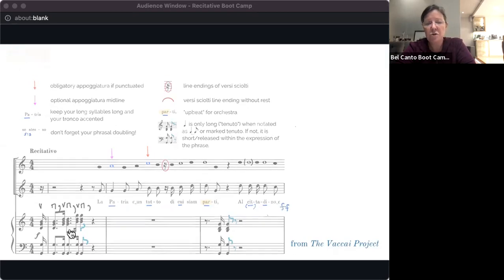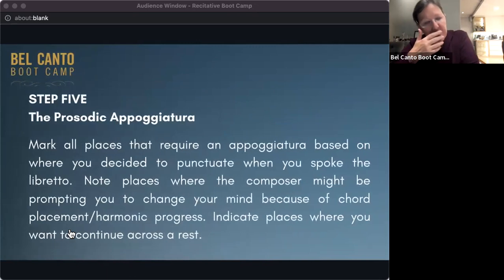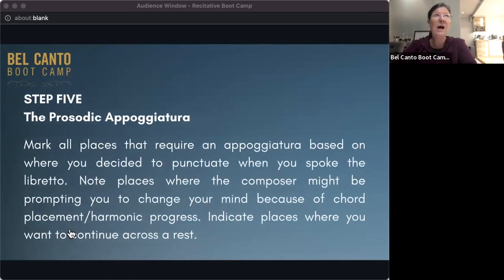Okay, now we come to prosodic appoggiatura. This is the part where we have now dealt with how you shouldn't sing the rhythms that you see on the page. Now, very often you should also not sing the pitches that you see on the page. So we are going to review a little, even though we have done this many times, because it is very important in the recitative, we have to review it again.